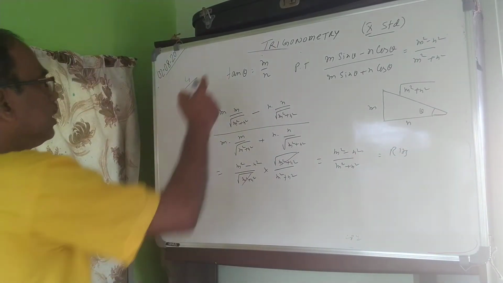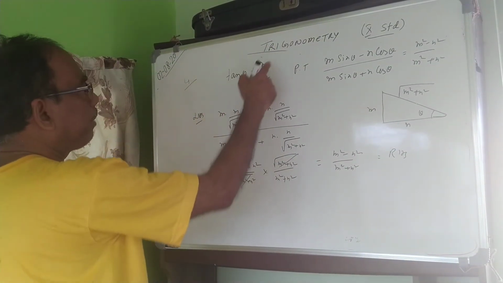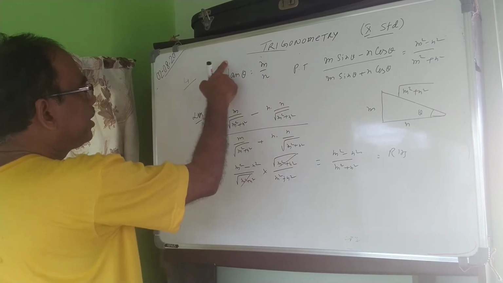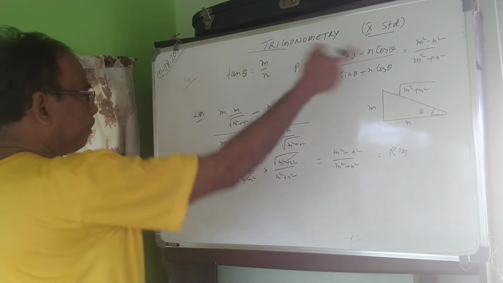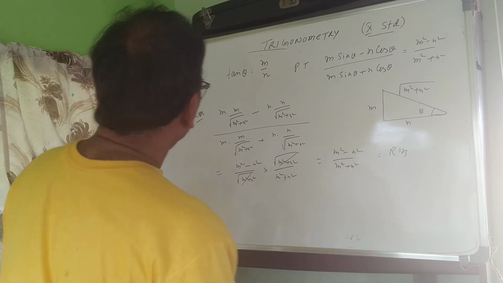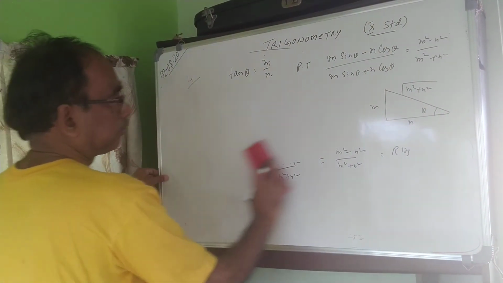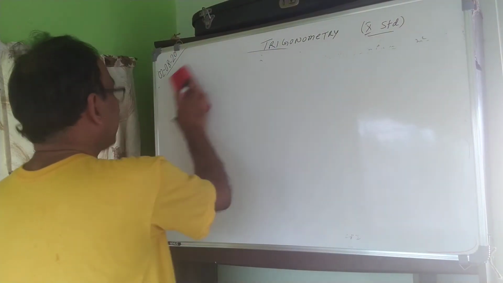Otherwise you can do sin theta by cos theta equals m by n, then n sin theta equals m cos theta, and put it here. You can do it by the trigonometric way. Next, sum number 5.